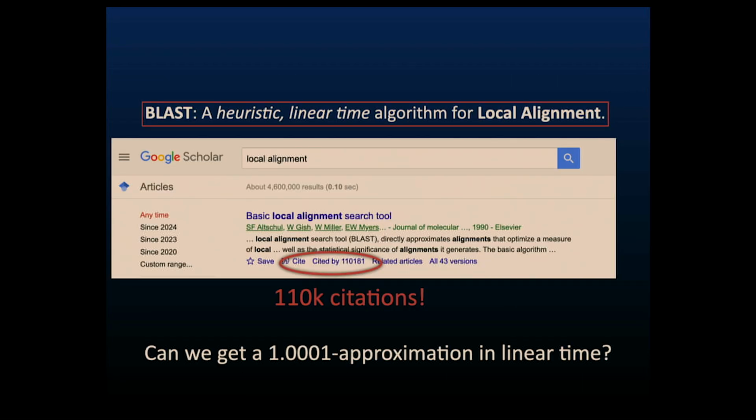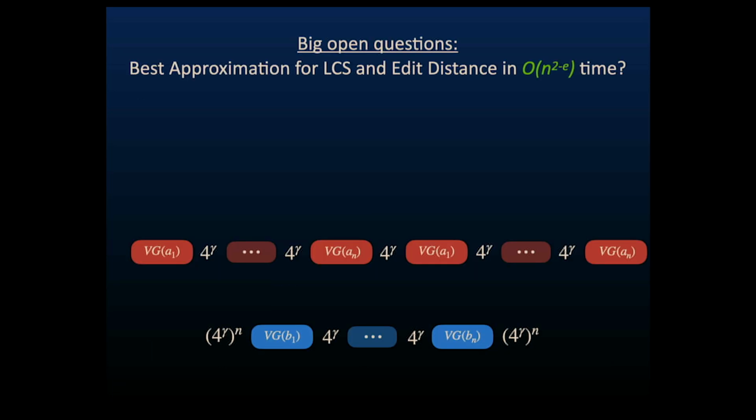Right, so great, we have an answer. These problems are hard, but in practice they're using heuristics. What if you give me a 1.001 approximation, that would be great. What about that? So this is a very big open question: for LCS and edit distance, can we get a good approximation in subquadratic time? It's open. It could be that there is a 1.001 approximation in linear time. We cannot rule it out.